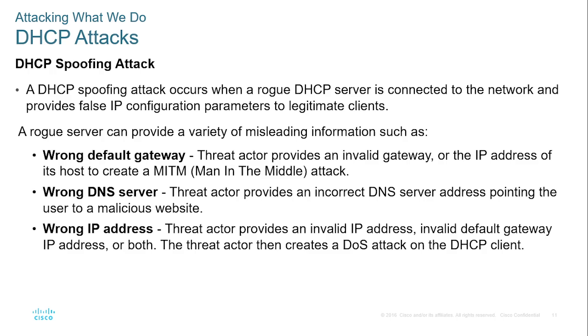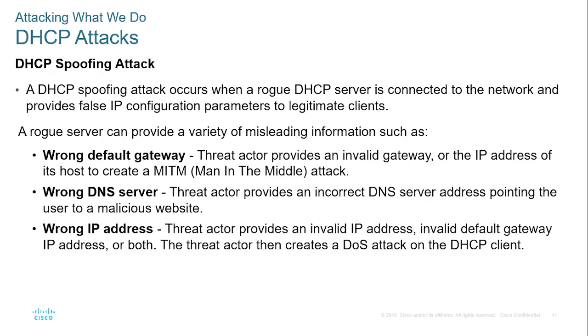Or the rogue DHCP server can also give a wrong DNS server, that is the domain name server, and if that happens, the addressing will always be redirected to a malicious website. Therefore, they might end up even downloading more malicious payload and so on and so forth.